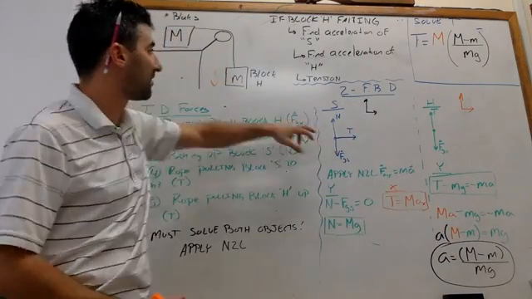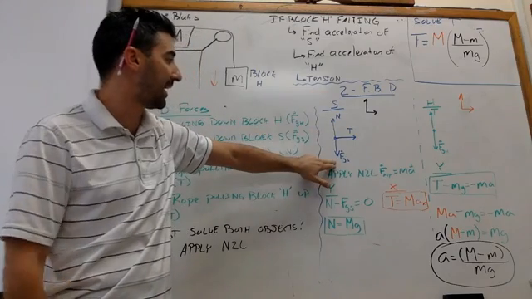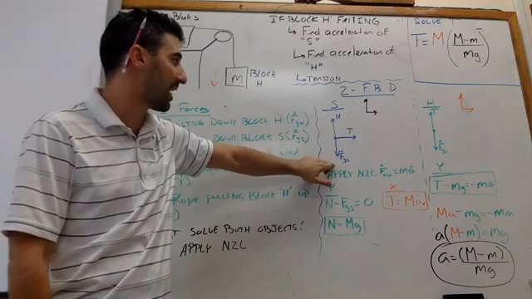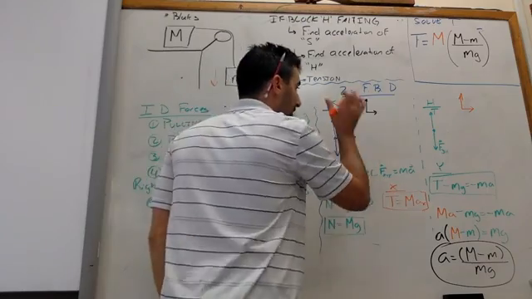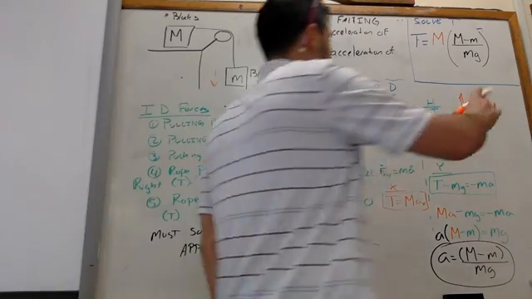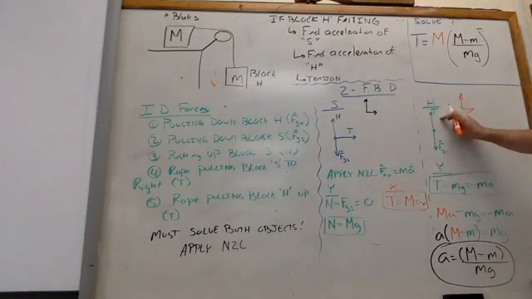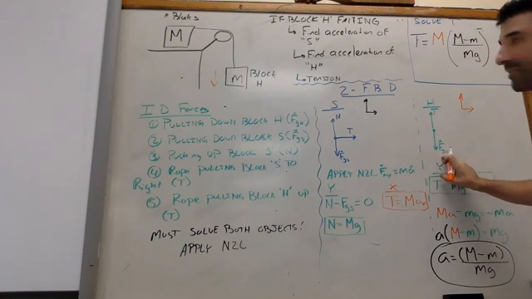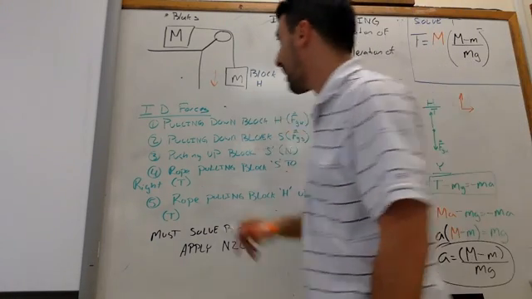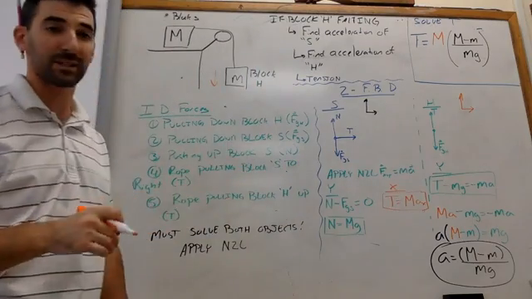I know I have a normal force going up. I know I have a force due to gravity going down. And I have my tension. Those are my 3 forces. As I look at block H, I have my tension. I also have my force due to gravity. 1, 2, 3, 4, 5. I ID'd and used all of my forces.